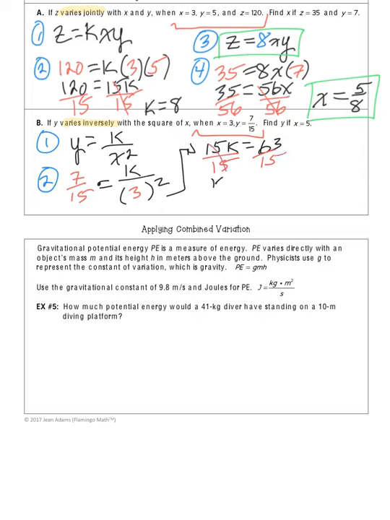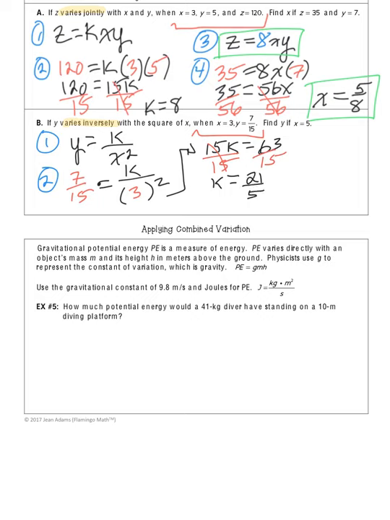And you're going to get a fraction. So 63 divided by 15 is 21 fifths. So 21 fifths. I do not want the decimal.